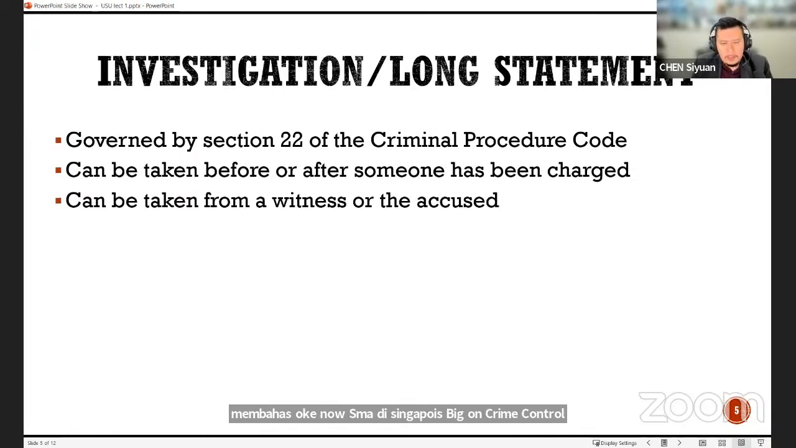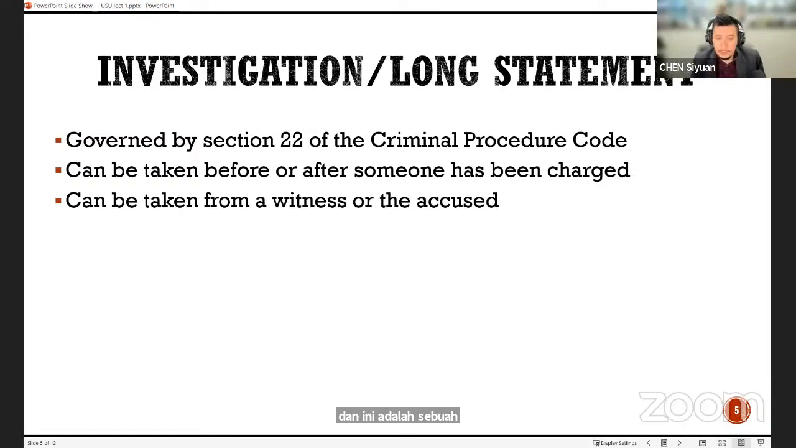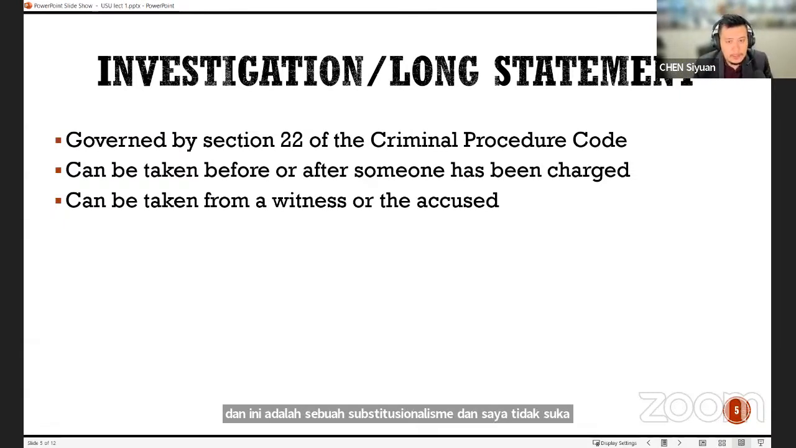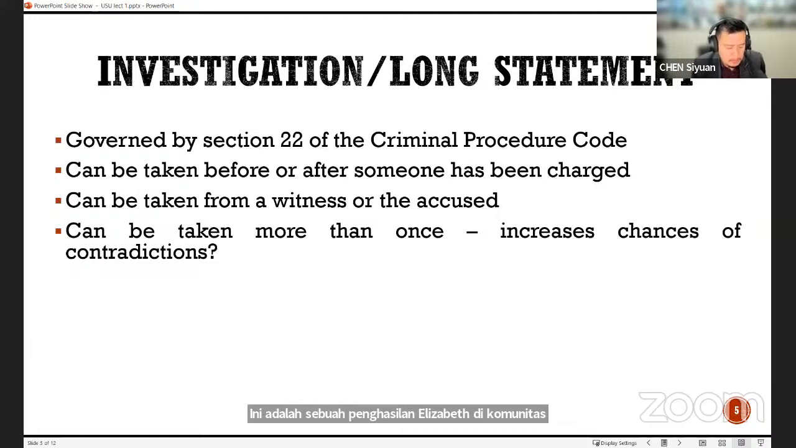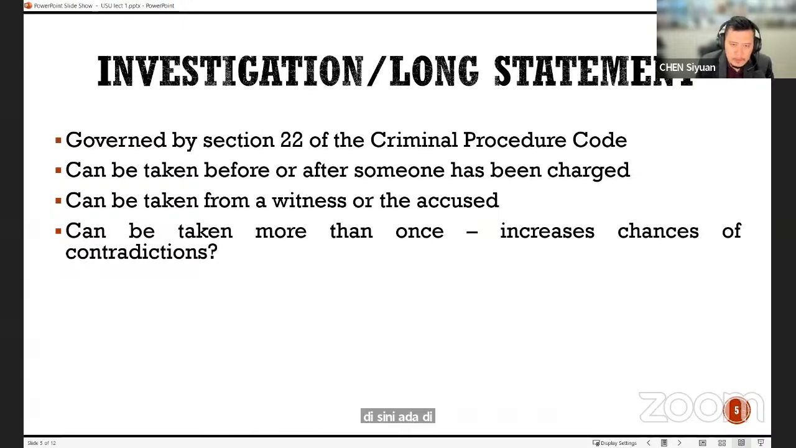A long statement can also be taken from both an accused or a witness. So it doesn't necessarily have to be the accused. It can be from any person who has witnessed a crime. And because the statement can be taken before or after, because the statement can be taken more than once, there is a higher chance of contradiction. What do I mean by that?